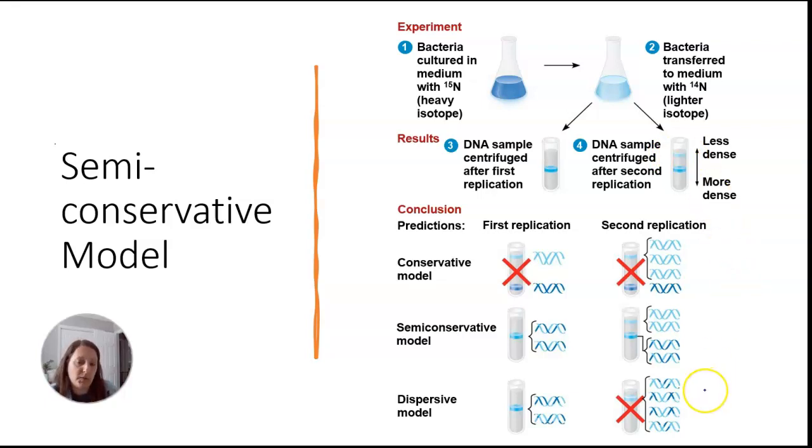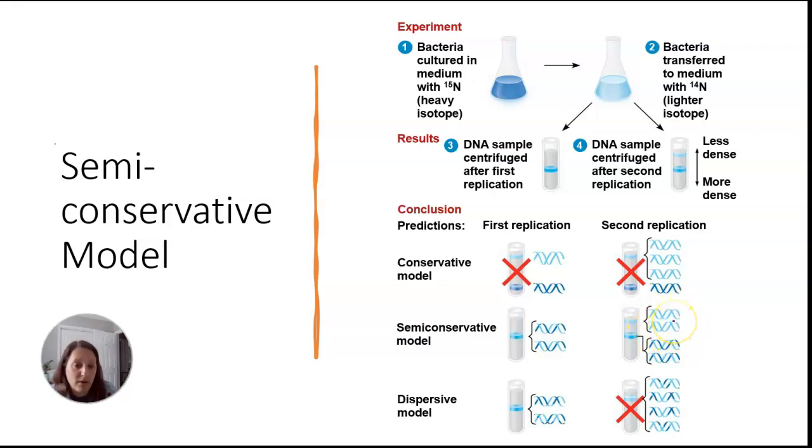So let's come down here to the dispersive model first. If this were true, then what would have happened after that second generation is this original band would have just shifted up a little bit because more N14 would be incorporated. But we don't get that. We get two distinct bands, one still in the middle and one at the top. Well, that is what the semi-conservative model predicts. So the band in the middle is still going to have DNA that has original and light, and the band at the top is going to be made up of just the light.